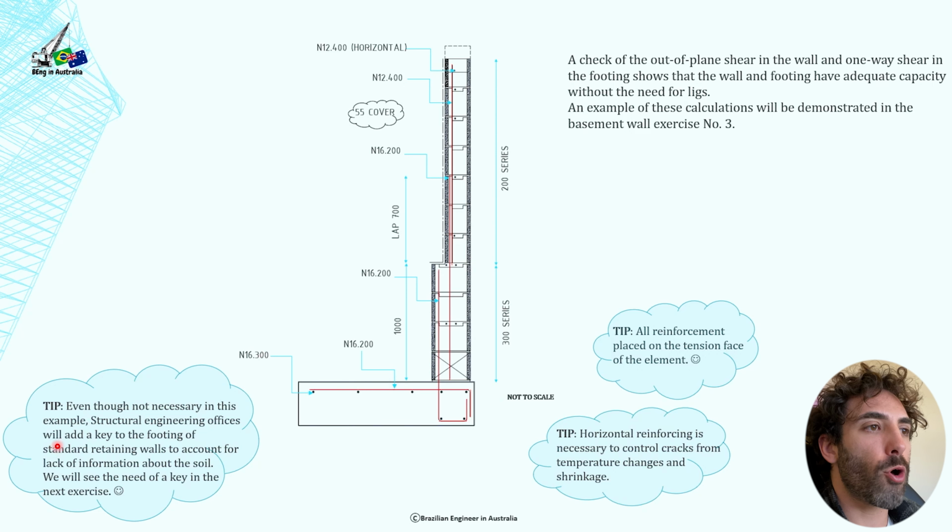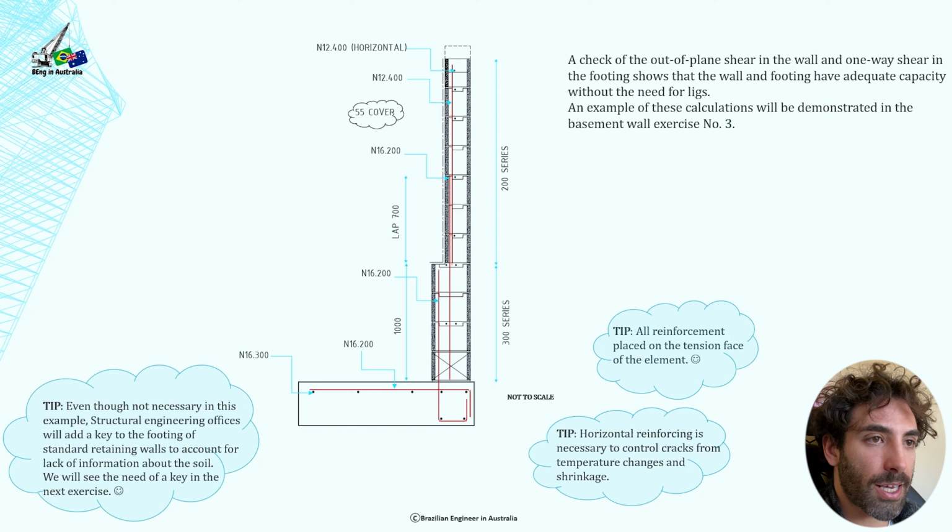Another tip here, even though not necessary in this example, structural engineering offices will add a key to the footing of standard retaining walls to account for lack of information about the soil. We will see the need of a key in the next exercise. So in the next exercise of the ebook, when we calculate the sliding, we're going to notice that we will need a key to prevent the wall from sliding.